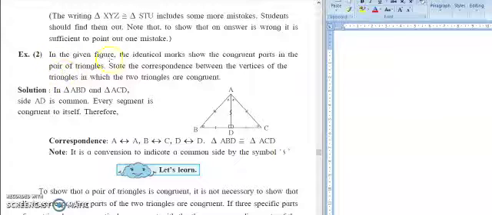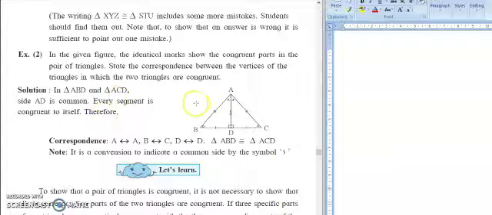Now the second question: in the given figure the identical marks show the congruent parts in the pair of triangles. These are the two triangles, triangle ADB and triangle ADC, with one side common. Identical marks are also given here. State the correspondence between the vertices of the triangles in which the two triangles are congruent. We have to tell the vertices through which these two triangles are congruent.